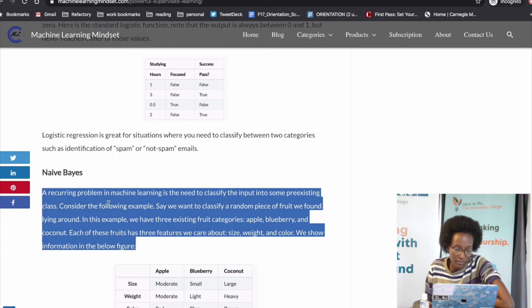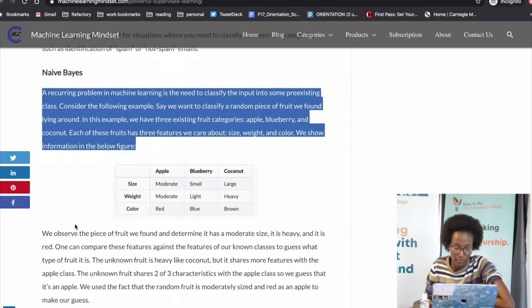So a recurring problem in machine learning is we need to classify the input into some pre-existing class. Consider the following example. Say we want to classify a random piece of fruit we found lying around. In this example we have three existing fruit categories: the apple, blueberry, and a coconut. Each of these fruits has three features we care about: the size, the weight, and the color. We show the information in the figure below.